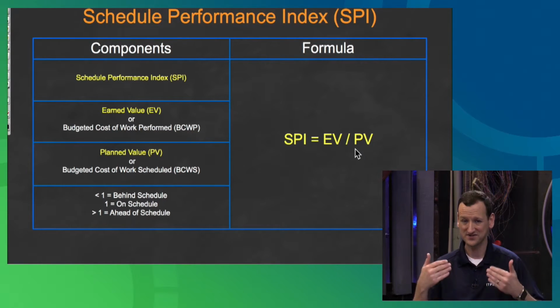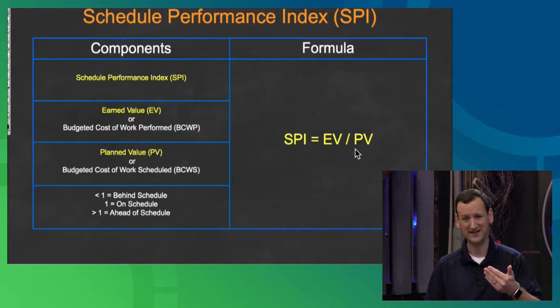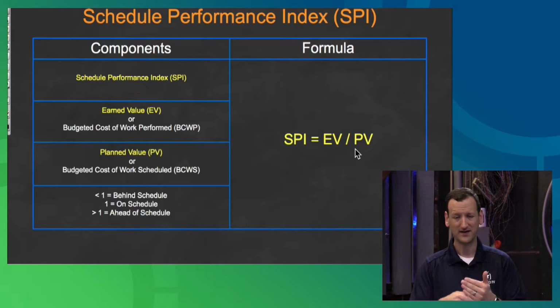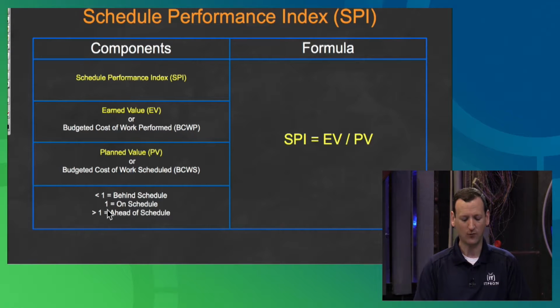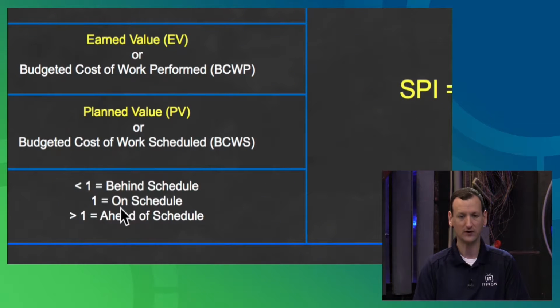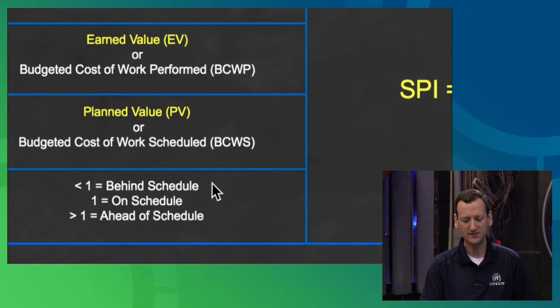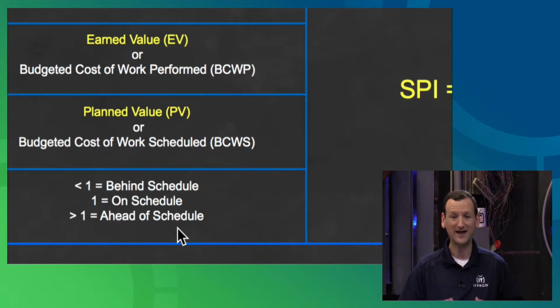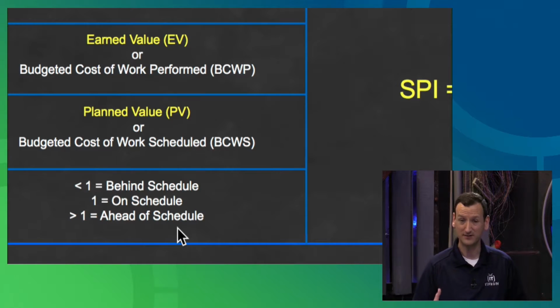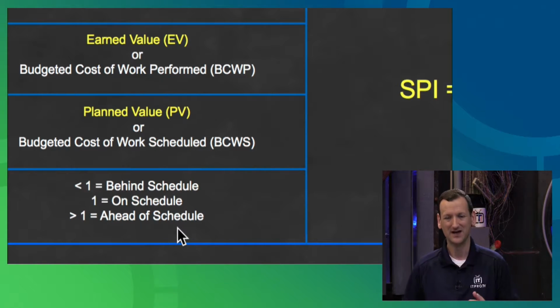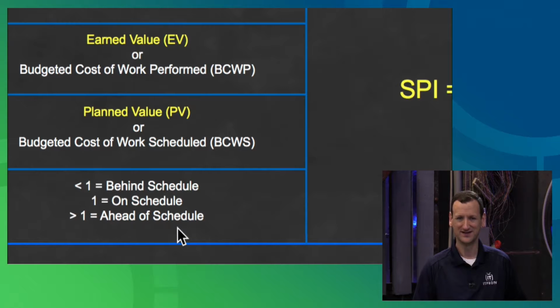If I'm on schedule, if everything's going great, my EV and my PV should be equal, and a number divided by itself is 1. So if I get an SPI of 1, that means I'm on schedule, things are going great, okay? If I get a number that's less than 1, I'm behind schedule. If it's greater than 1, I'm ahead of schedule. And the number really works out to be a percentage. So if I get 1.2 as my result, then I'm 20% ahead of schedule. If I get 0.8, then I'm 20% behind on my schedule, right?